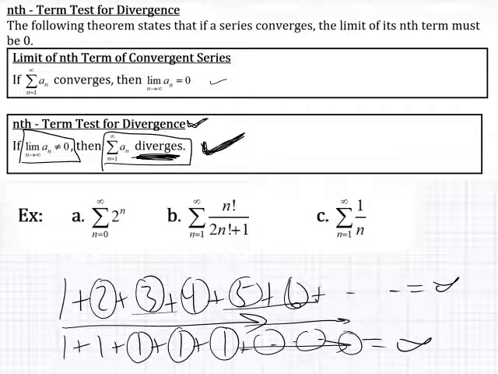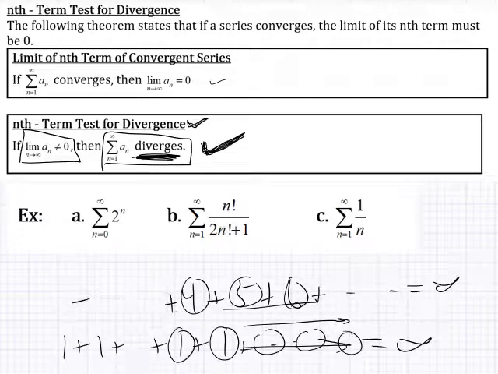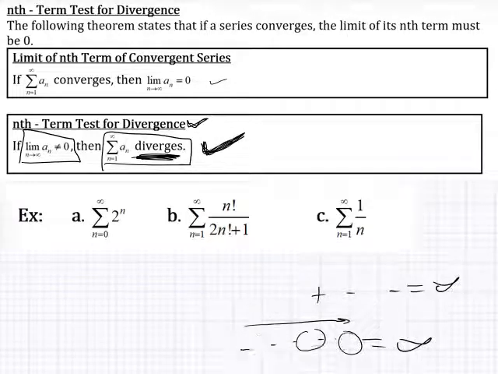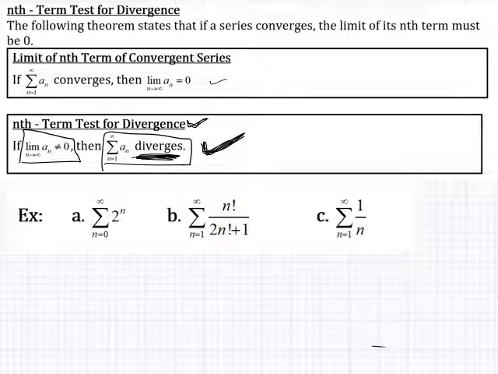So when I'm looking at using the nth term test, I can never use the nth term test to determine convergence. The nth term test only tells me about divergence. So when I look at these examples, if this happens, I can say the series diverges. Otherwise, I can't say anything about the series.